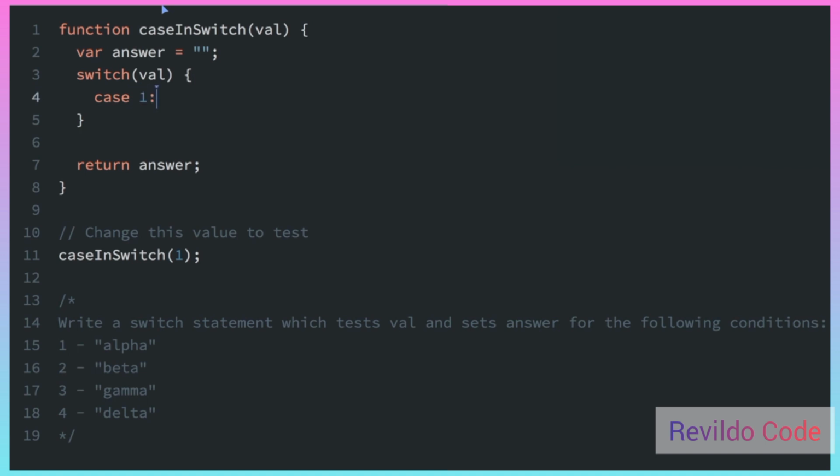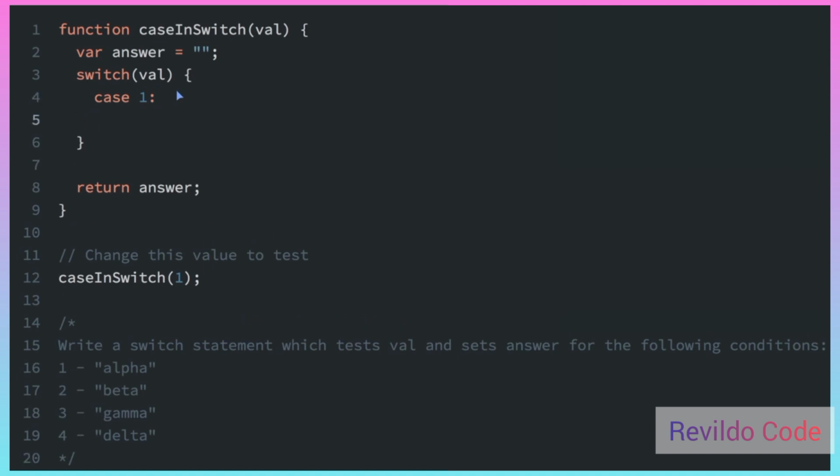So here we're saying if the case of val is 1, if val equals 1, and it's using the strict equality operator, so it's like the equals equals equals, it's going to make sure that the types of the variables are the same, so a string 1 and a number 1 will not be equal. But if the case is 1, then we're going to set answer to equal alpha.